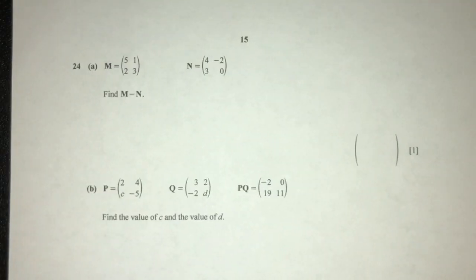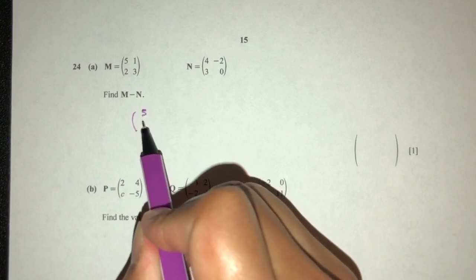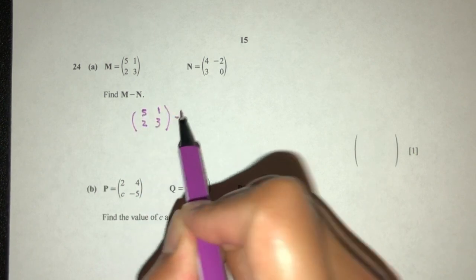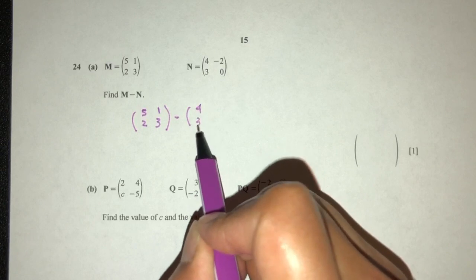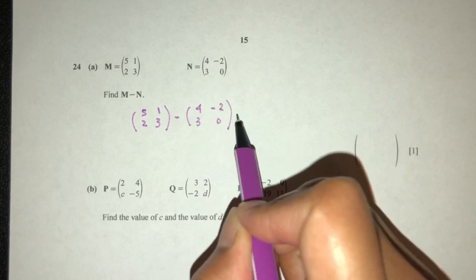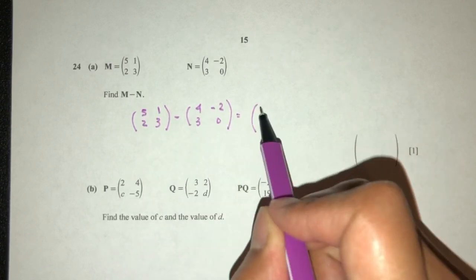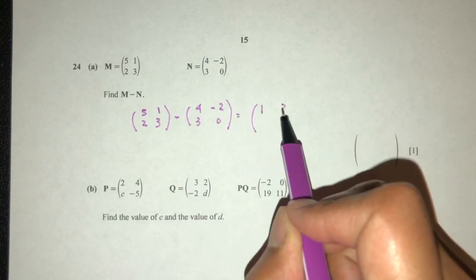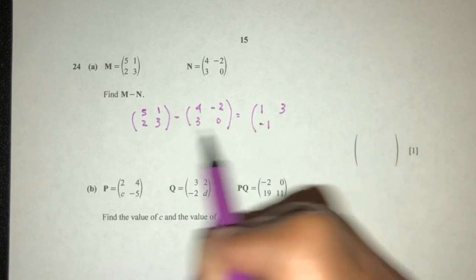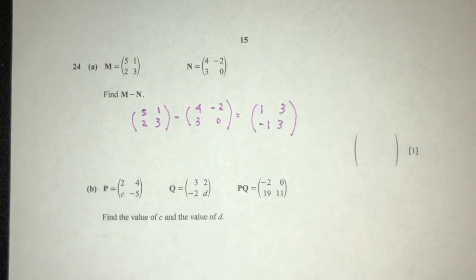Now let's move on to question number 24. So what do we have here? So here we have two matrix. Let's find m minus n. That will be 5, 2, 1, 3 minus n. That will be 4, 3 minus 2, 0. 5 minus 4 is 1. 1 minus 2 is 3. 2 minus 3 is minus 1. 3 minus 0 is this. That will be part A of your question.